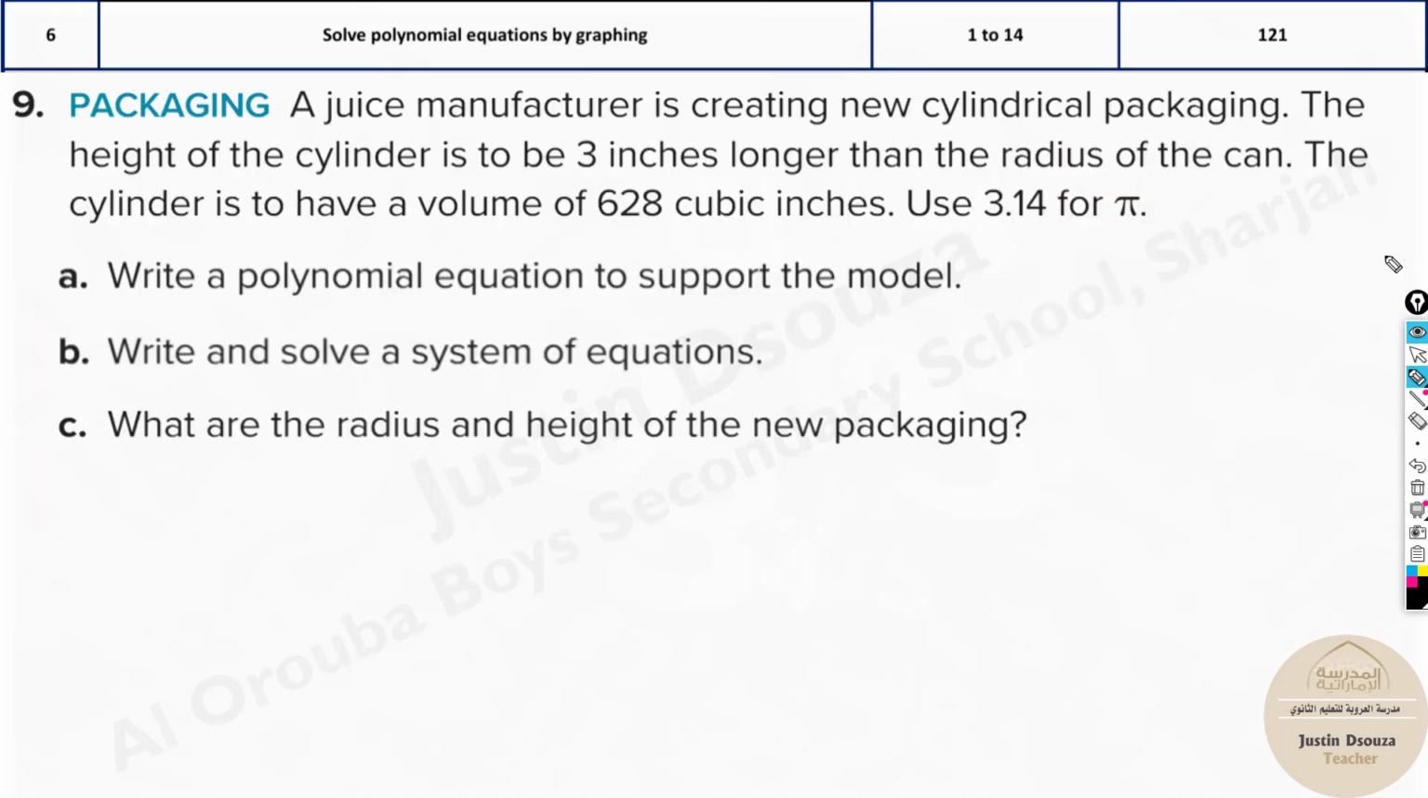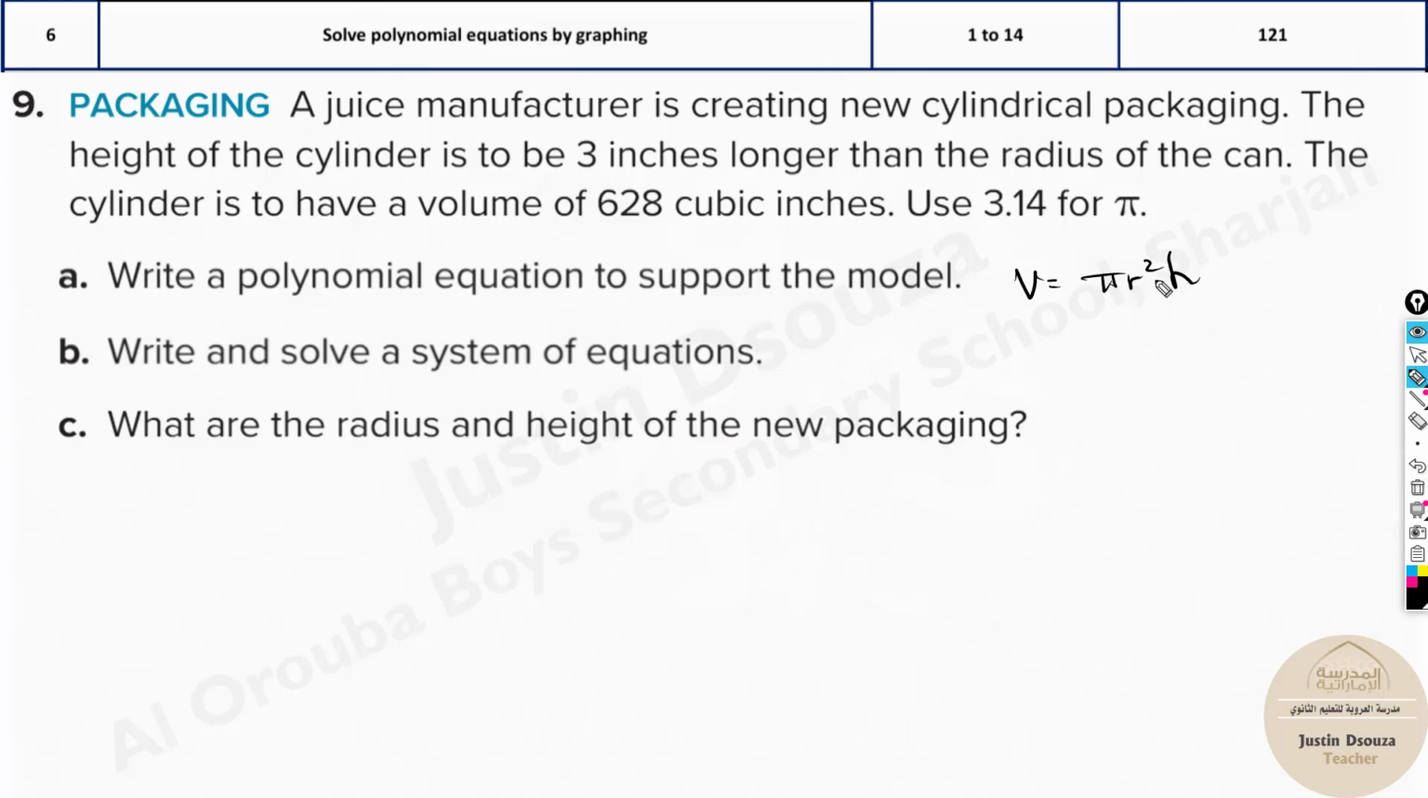This problem is also very similar to the previous one, but I'll just solve this one because some formulas are required. A juice manufacturer is creating new cylindrical packaging. The height of the cylinder is to be 3 inches longer than the radius. Now, do you know what is the volume of a cylinder? It's pi r square h. A cylinder is like this, right? So what is the cross-sectional area of the circle? Pi r square. And the height you multiply, you get the volume. So that's how we get it. It's a very simple formula to remember. Circle area multiplied by the height.